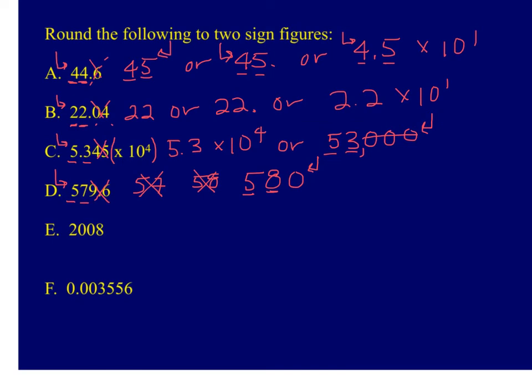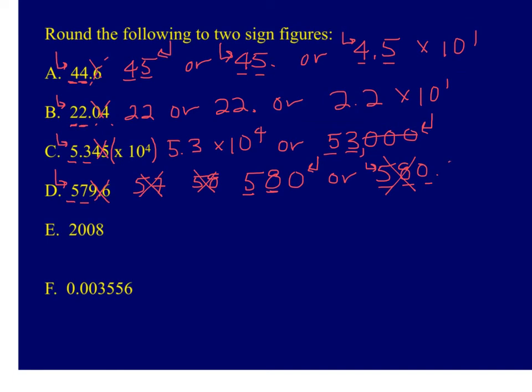So let's see if there's any other ways we could write this. Could I write this with a decimal on it? Well, if I put that decimal on it like that, all of a sudden that makes it become three significant figures. So although rounded correctly, this doesn't have the correct number of significant figures, so we could not write it that way. Could you write it in scientific notation?